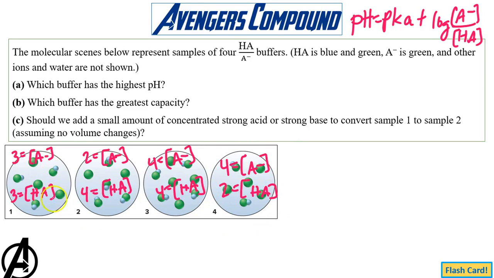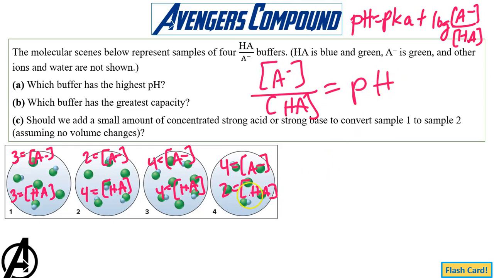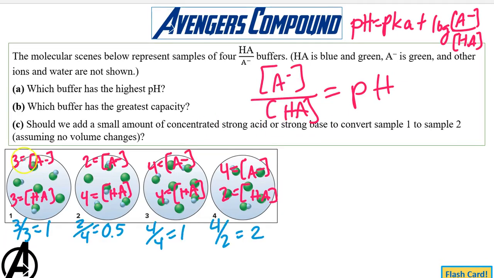Why am I going ahead and getting this? Because I want to figure out my ratio. If I figure out my ratio of A minus to HA, I can directly relate that to my pH. Not only can I use this ratio for my pH, I also can use it for my buffer capacity as well, because we can look at concentration. And so what I'm going to do here is just go ahead and get all of my ratios, which is going to be my conjugate base divided by my weak acid. So for scenario 1, I have a ratio that equals 1, because I just took 3 divided by 3. Here I take my conjugate base divided by my weak acid, so that's 2 divided by 4. I get 0.5 here. I get 1 here, and I get 2 here.